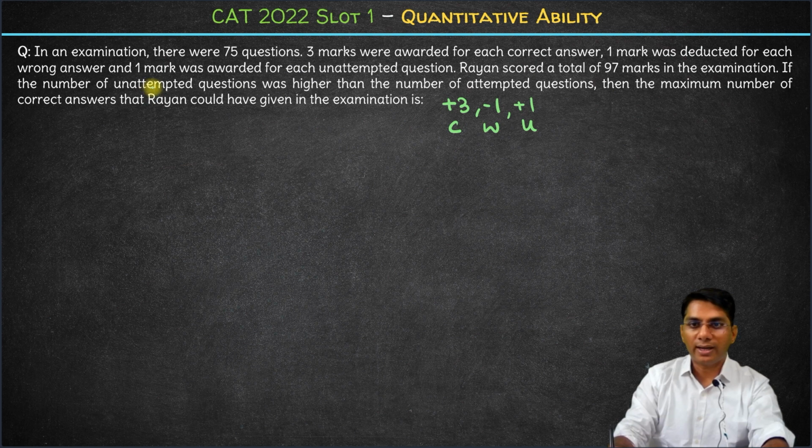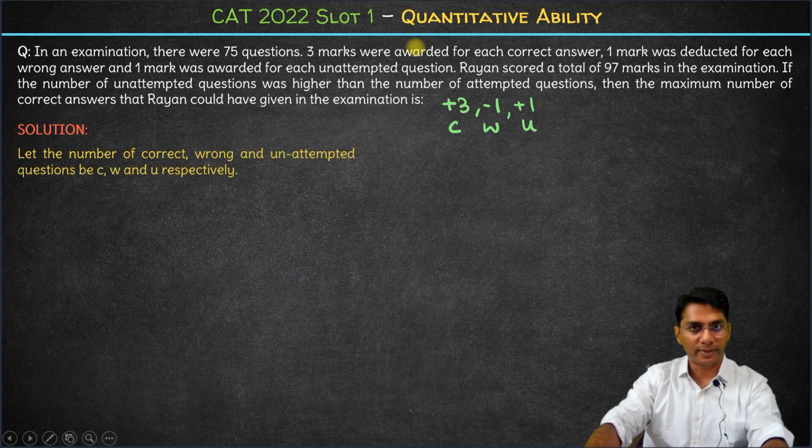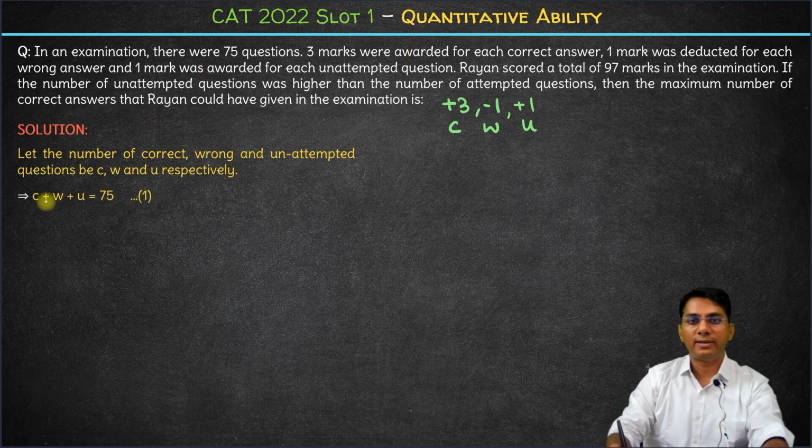If the number of unattempted questions was higher than the number of attempted questions, then the maximum number of correct answers that Rayan could have given in the exam is what? Fine. So let's say the number of correct, wrong and unattempted questions was C, W and U respectively. Now we know there were total 75 questions, hence C plus W plus U should be 75.